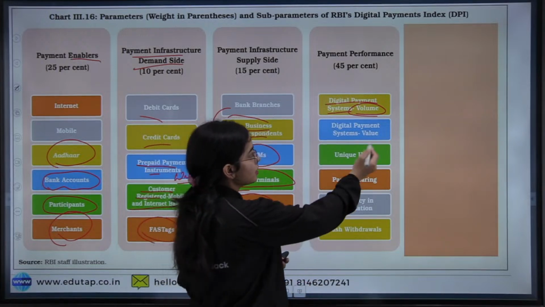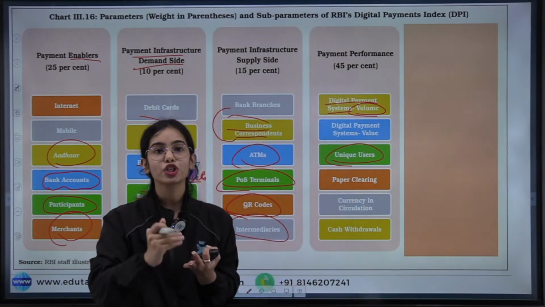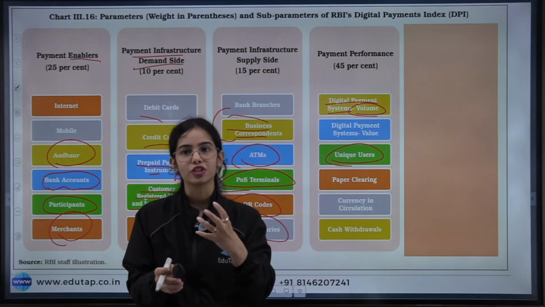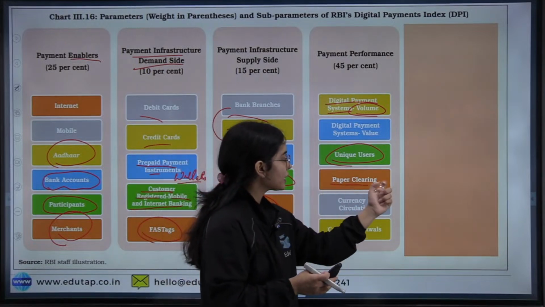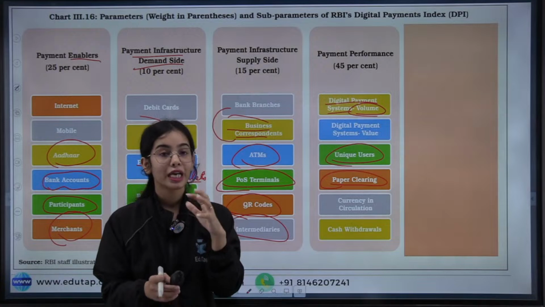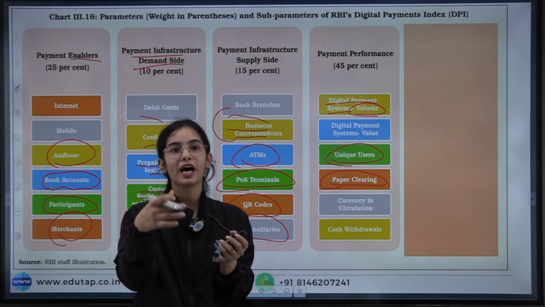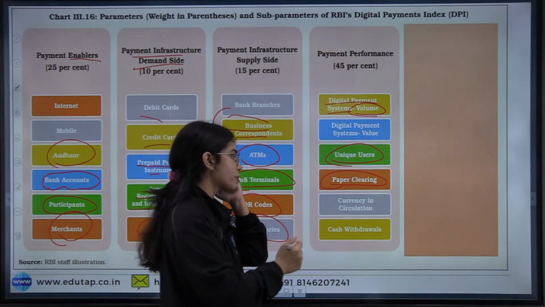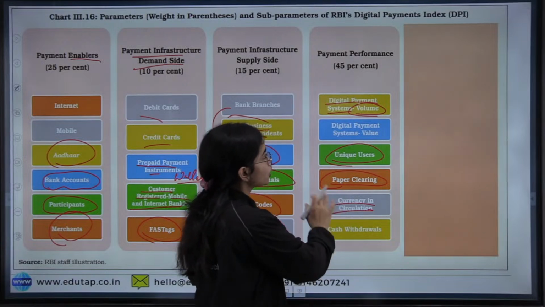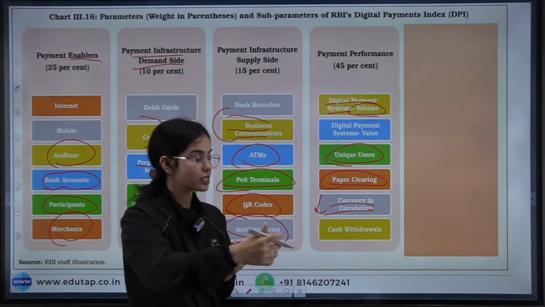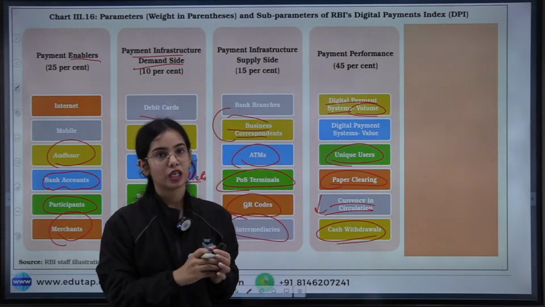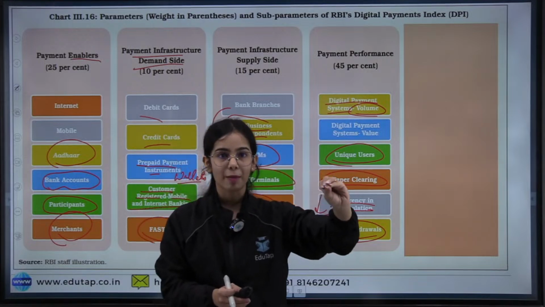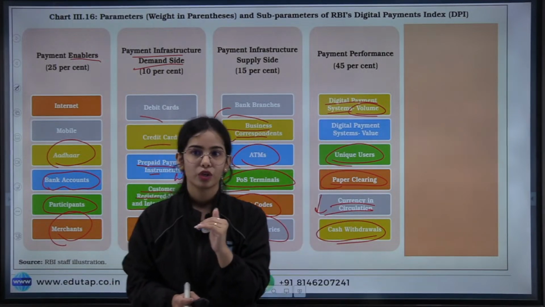Then there are the unique users, that is, how much is the addition of the unique users, the new users, how many unique users or new users have been added in the digital system. Then there is the paper clearing. Paper clearing has reduced, now digital payments are happening, which means you require less paper clearing, less checks and less cash. So this is the basic idea. Currency in circulation should be reducing so that you are able to use more digital payments, and cash withdrawals should be reducing. So this shows you payment performance. If payment performance is better, that means digital payments are happening more and cash withdrawals are low.